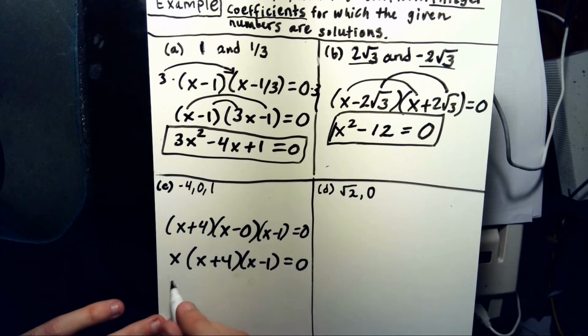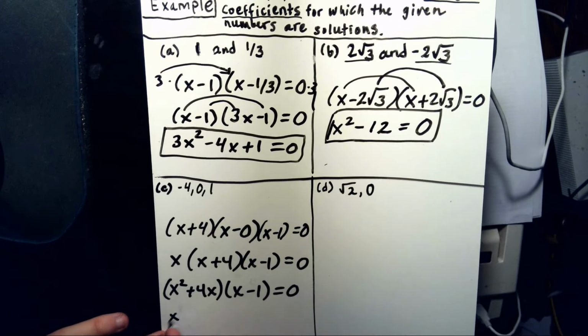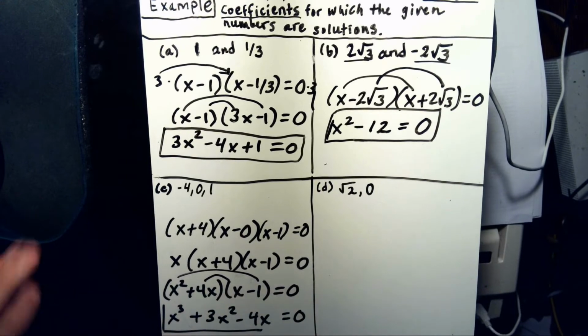Why don't we just go ahead and do that, though? We'll get x squared plus 4x times x minus 1, and then we get x cubed minus x squared from here, and then plus 4x squared from there. That's x cubed plus 3x squared minus 4x equals 0. And there we have it.